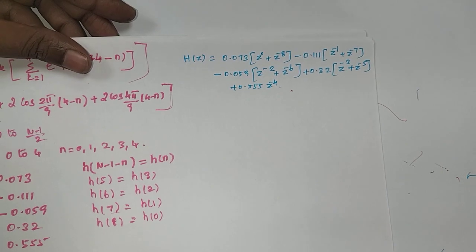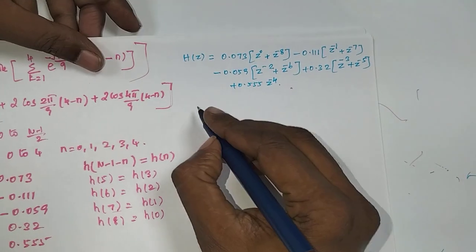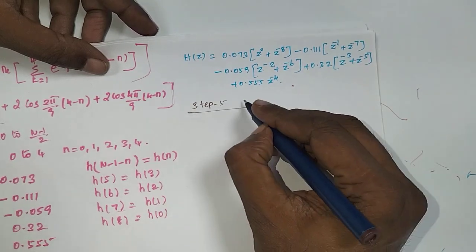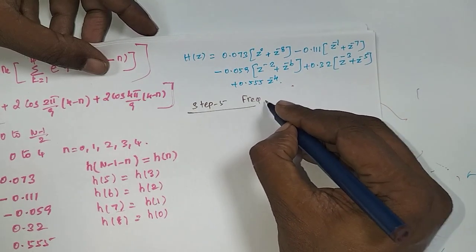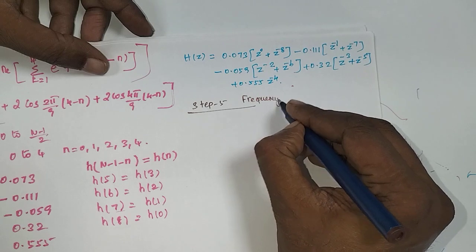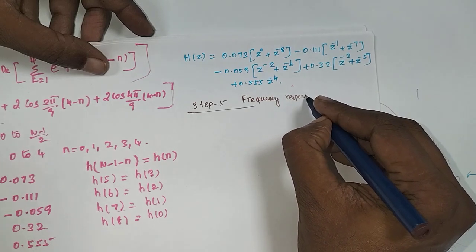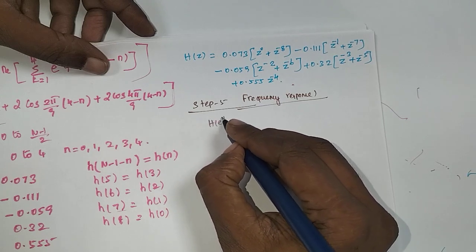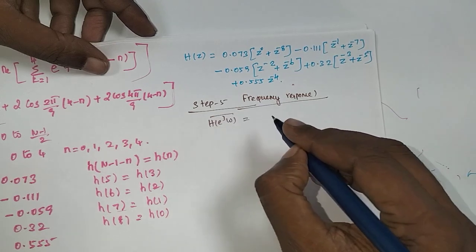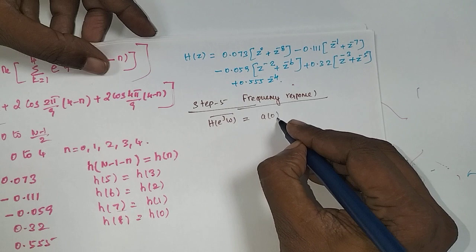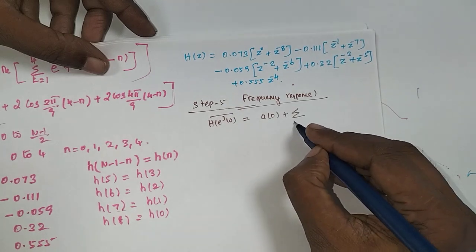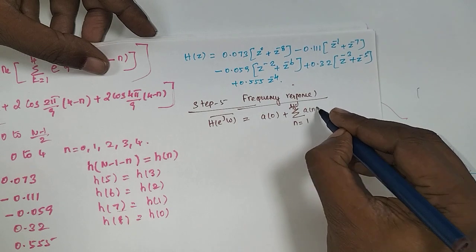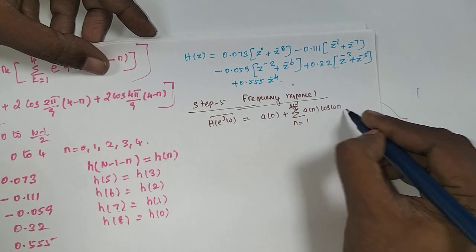Next, we are going to find the frequency response, that is step 5. For step 5, you have to find the frequency response. So you know the formula to find the frequency response: H of e power j omega is equal to a of 0 plus summation n is equal to 1 to N minus 1 by 2 of a of n cos omega n.